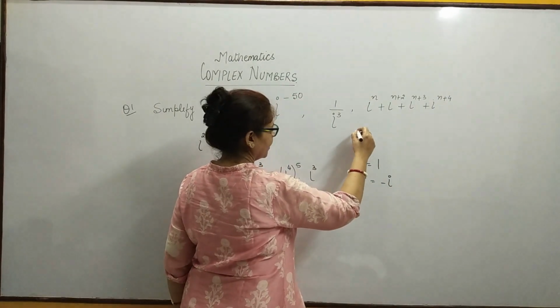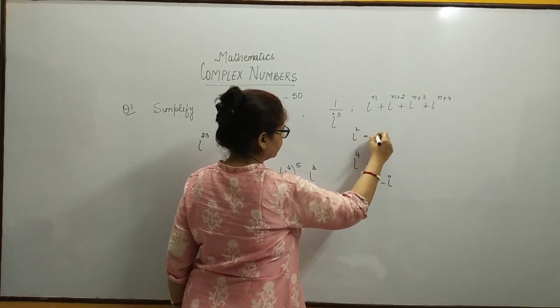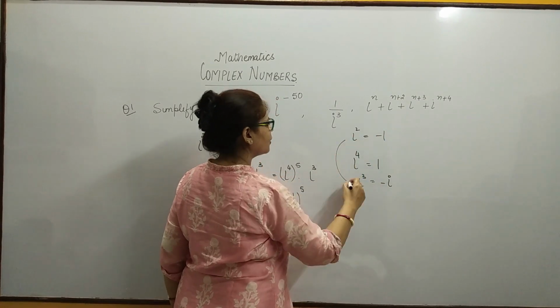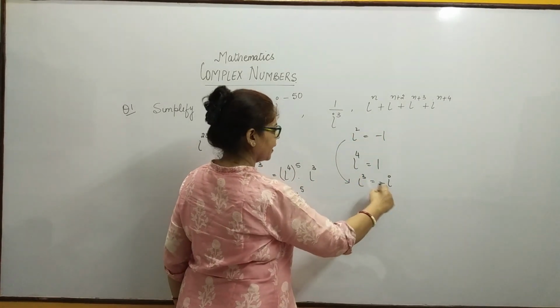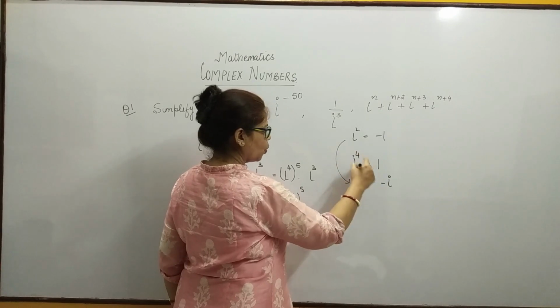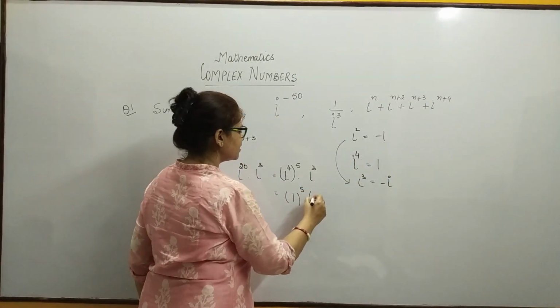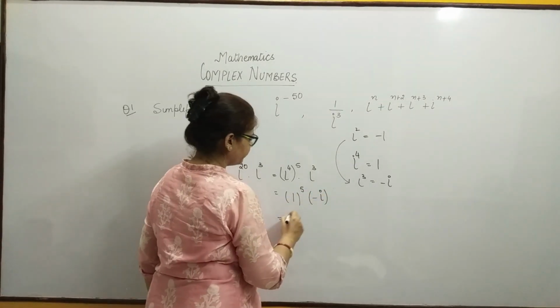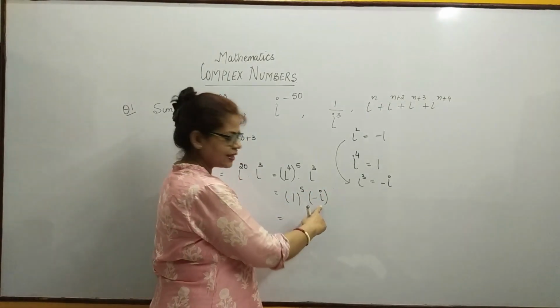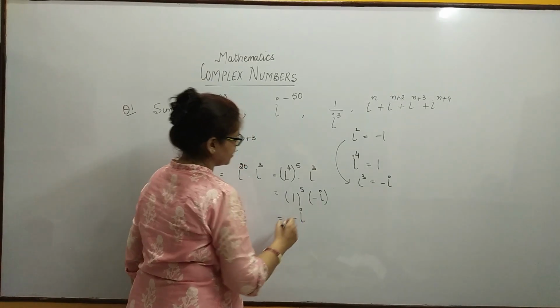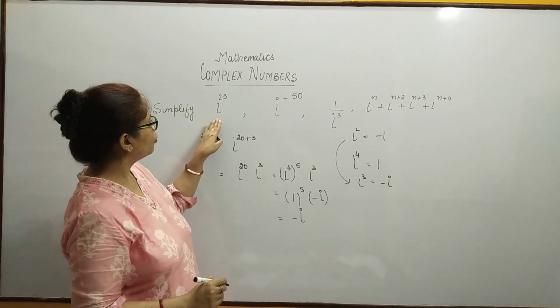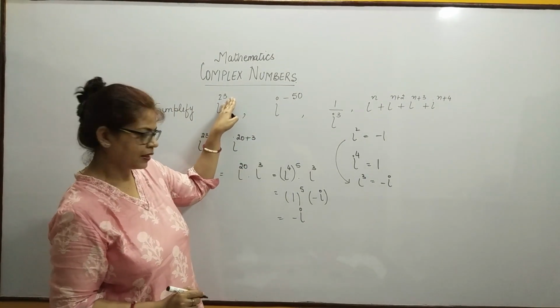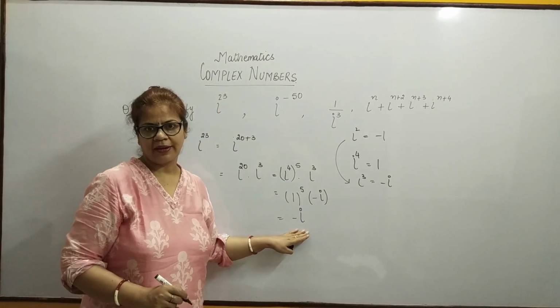Let us revise once again. i square is equal to minus 1, i cube is equal to minus i, and i to the power 4 is 1, right? This is minus i. 1 to the power 5 is 1, and when multiplied with minus i, it gives you minus i only. So the value of i raised to the power 23 is minus i.